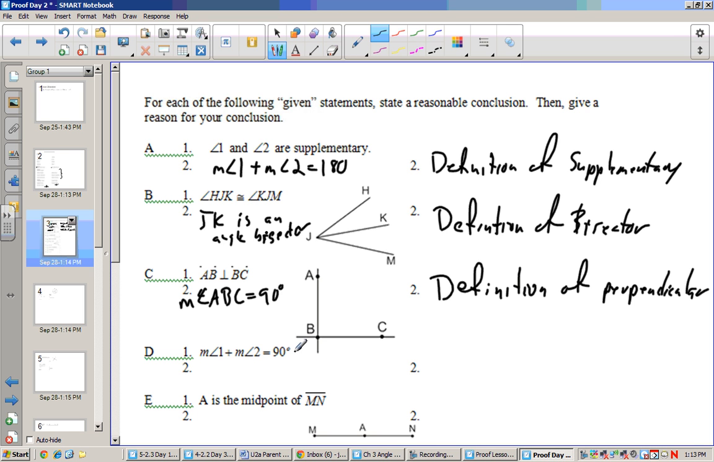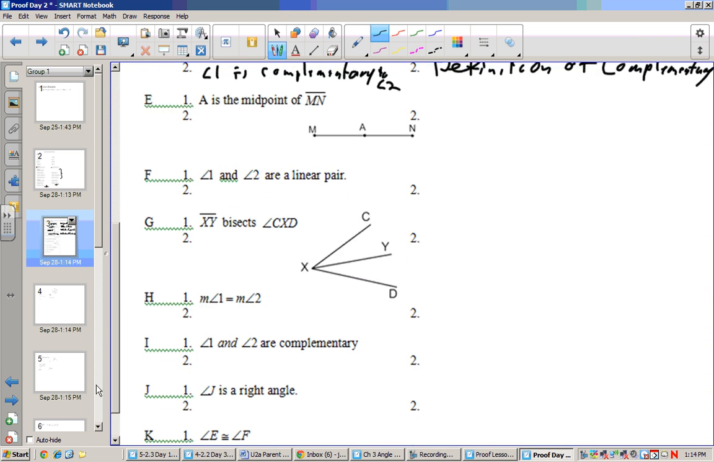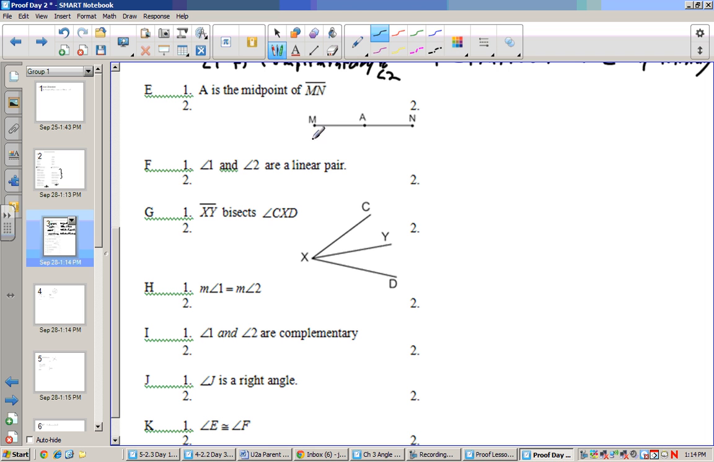Now, if we know two angles add up to 90 degrees, then we could say angle 1 is complementary to angle 2, and that's the definition of complementary. Now, if we know A is the midpoint of this segment, then we can figure out MA is going to be equal to AN, and we know that this is equal to that because that's the definition of midpoint.